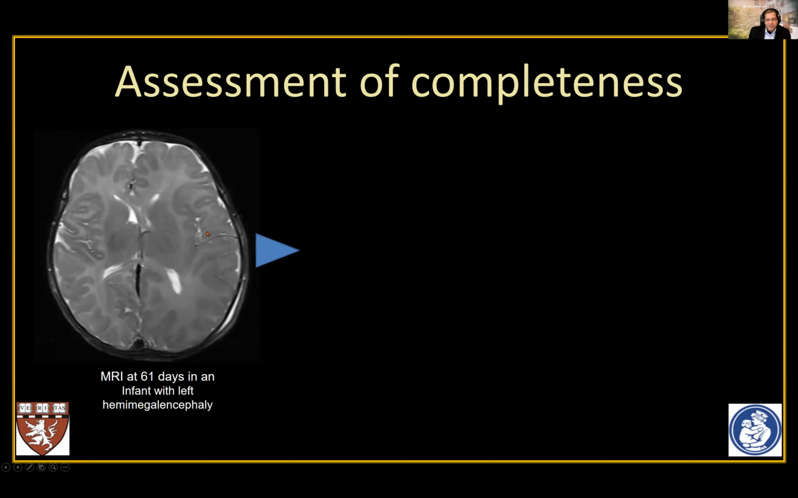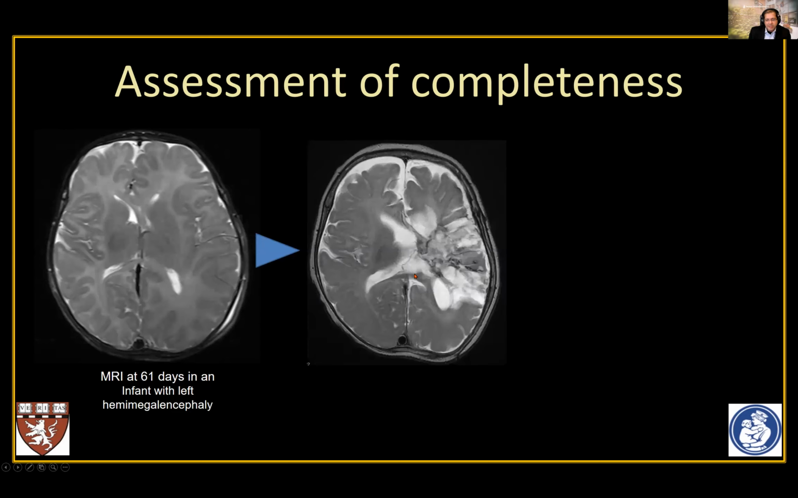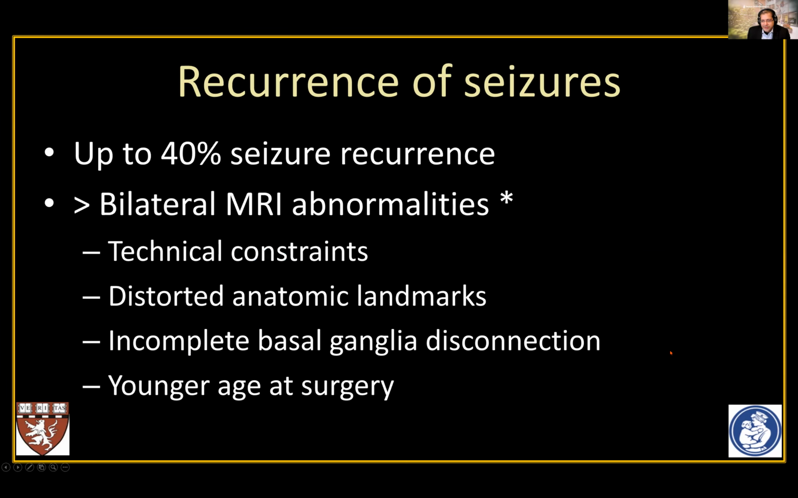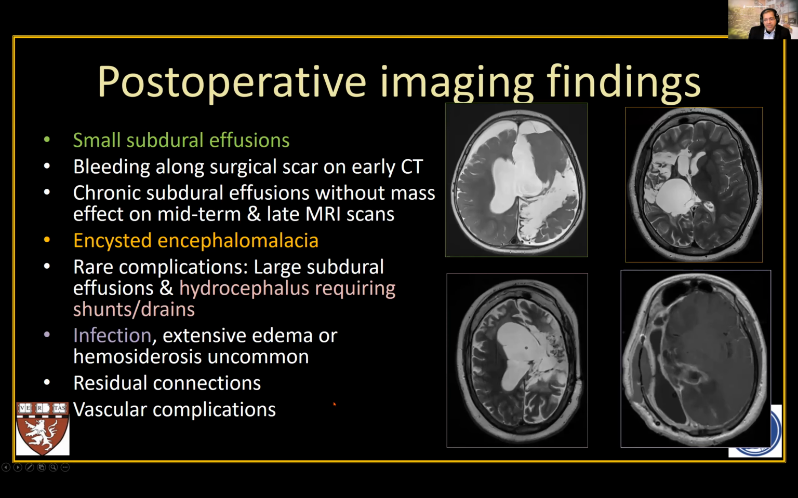Here's another example of a patient who had hemispherectomy, and here you can see the splenium was connected, and I showed this to the surgeon on the color FA map quite nicely, and he went back in and completed the procedure. Recurrent seizures can occur in up to 40% of patients, and this happens in patients who have bilateral MRI abnormalities. This also occurs due to technical constraints and distorted anatomic landmarks. And typically in these patients, you have incomplete basal ganglia disconnection, and those patients are usually younger at surgery. It's more challenging to do the surgery in these younger patients.